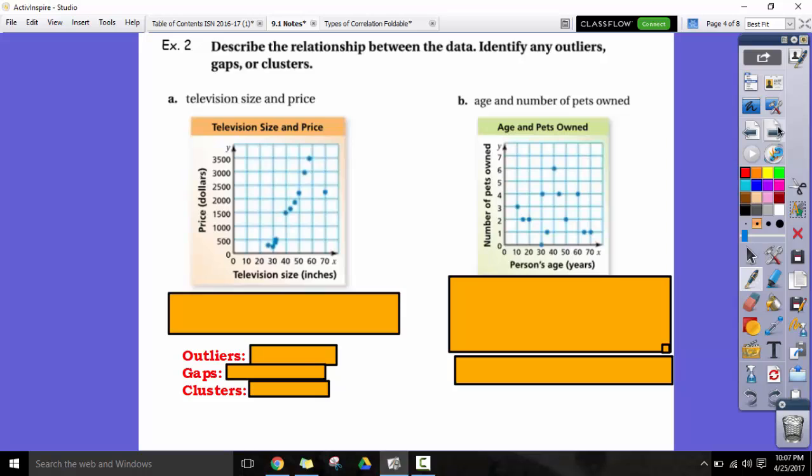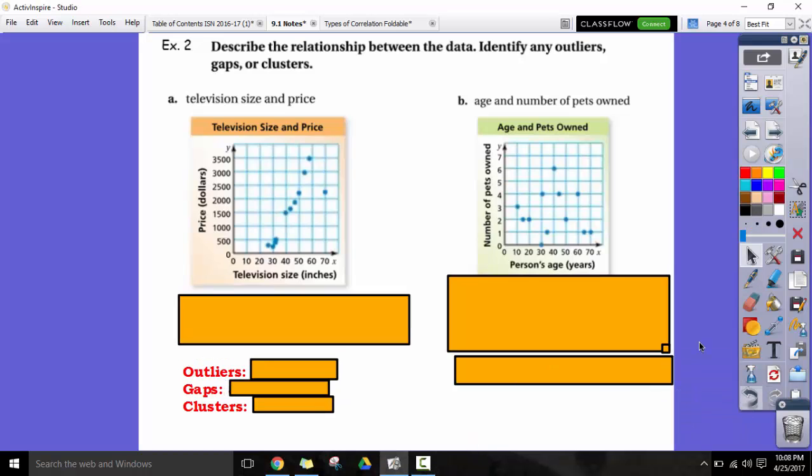Next couple examples here, we're going to describe the relationship between the data, and we're going to identify any outliers, gaps, or clusters. So if we take a look at this first one, we are comparing television size and price. So on the x-axis we have television size, on the y-axis we have price, and we can kind of see that our points are flowing in like a positive, upward correlation. So remember that means both values are increasing.